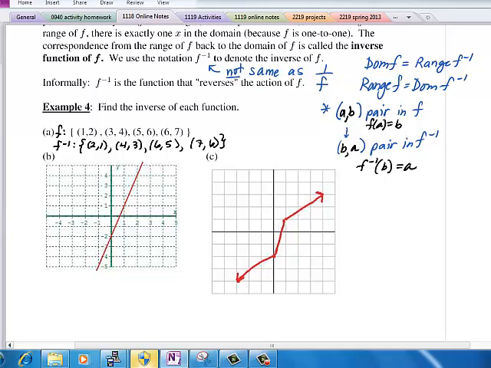So the inputs of f become the outputs of f inverse, the outputs of f become the inputs of f inverse. So we could say f of 5 is 6, but we could say f inverse of 6 is 5. That's a separate thing, but just finding the inverse of each function, that just means in this case list the ordered pairs like we did there.